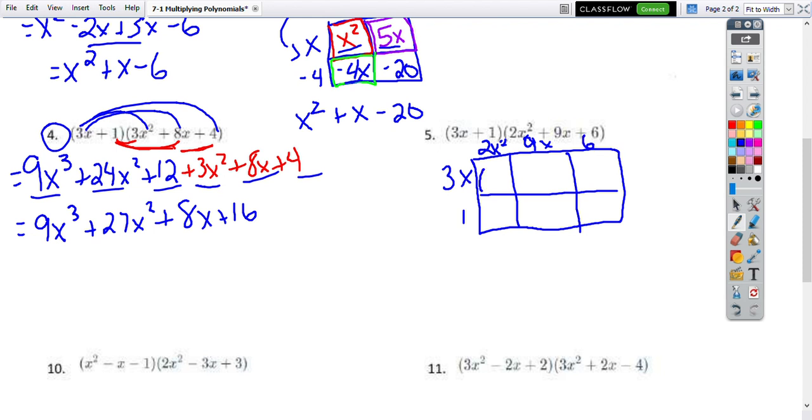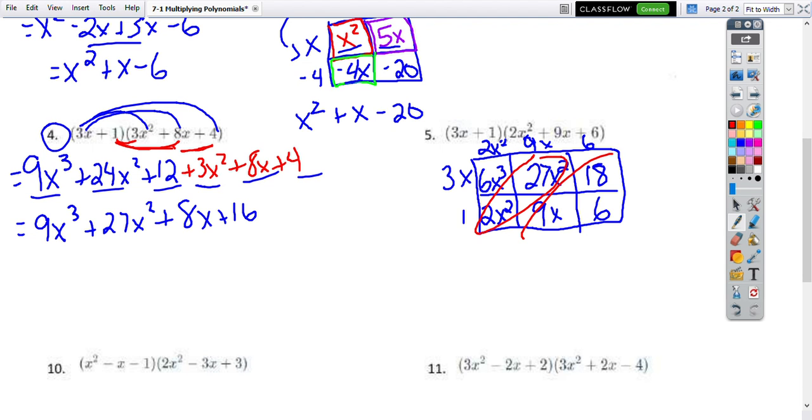So 3 times 2 is 6. This becomes x cubed. 3x times 9x is 27x squared. 3 times 6 is 18. And then 1 times all the numbers on top, those are just going to stay the same. So 2x squared, 9x, and 6. And then I just combine like terms. And the nice part is like terms are just on the diagonal here. Okay, if they are like terms, I'm going to add them together.